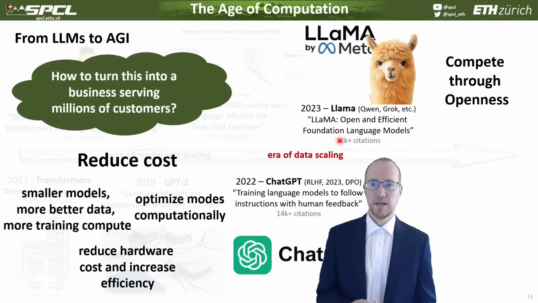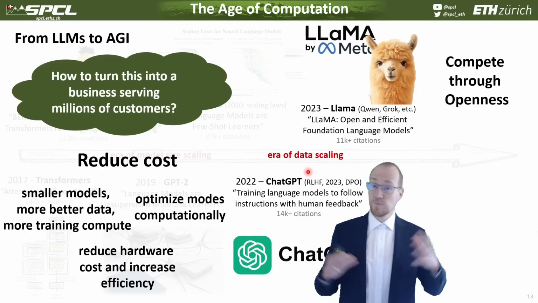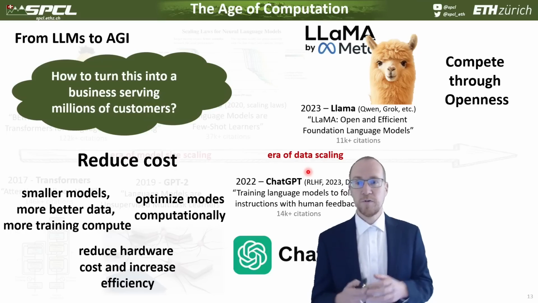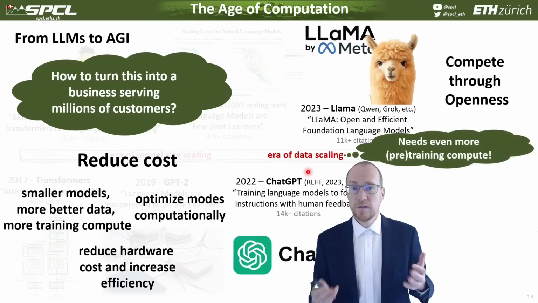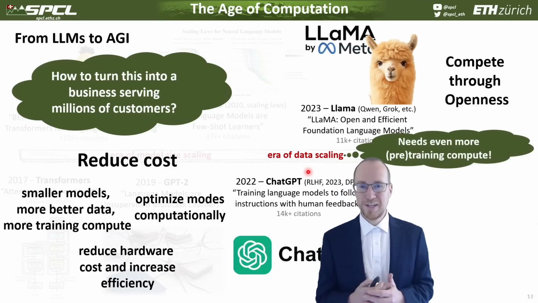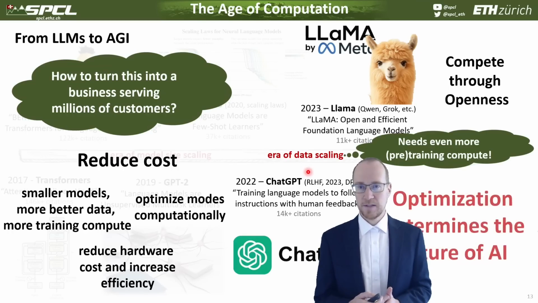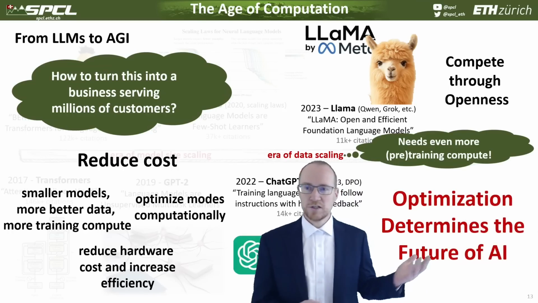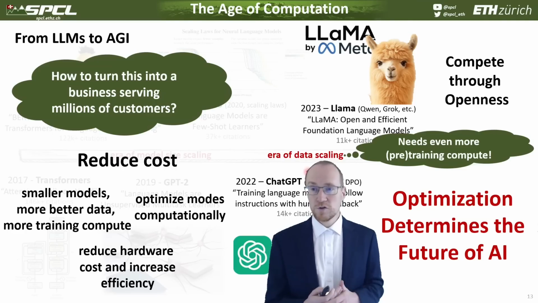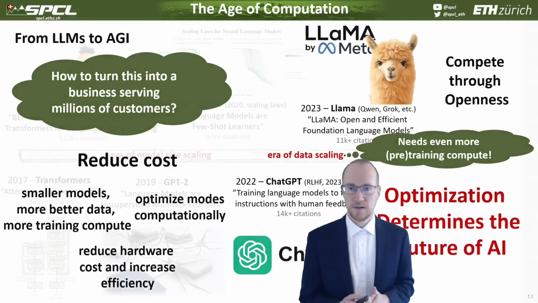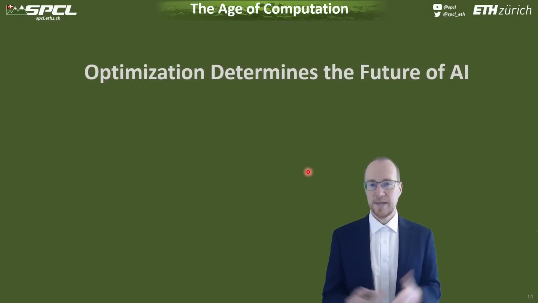What happened then is we went into the era of data scaling. So from model size scaling, we went to data scaling. We actually wanted smaller models, scaling down the models, but we trained them with more data. By training them with more data, we needed more pre-training compute performance in order to limit the inference compute performance. Right? That was quite important. So now optimization of large-scale compute models determines the future of AI and all the companies. So now that is a key aspect.